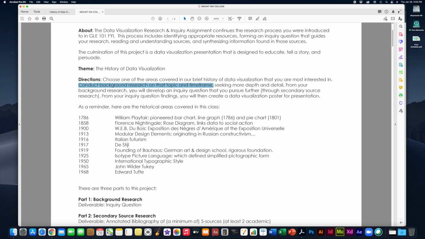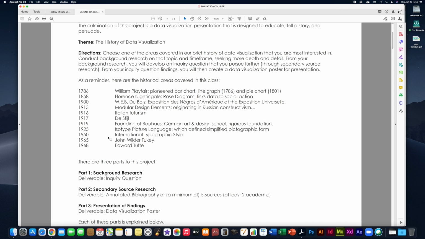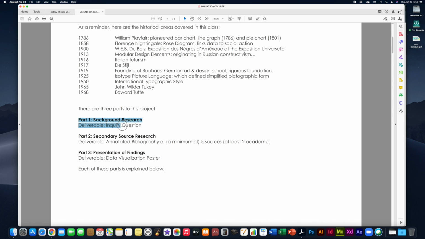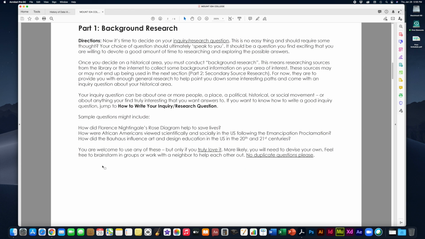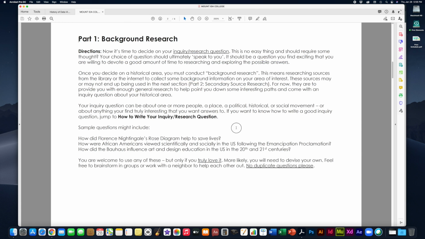And then from your background research, you are going to develop an inquiry question that you would like to pursue further. Now, of course, inquiry questions are questions that you are going to try to answer through the process of this project. You will create the data visualization poster at the end of the project that will show all of your findings. But for right now, we just need the inquiry question. So again, part 1 right here is due at the end of this week. So you're going to conduct your background research. You're going to give us a list of the sources for your background research, and you're going to write an inquiry question.